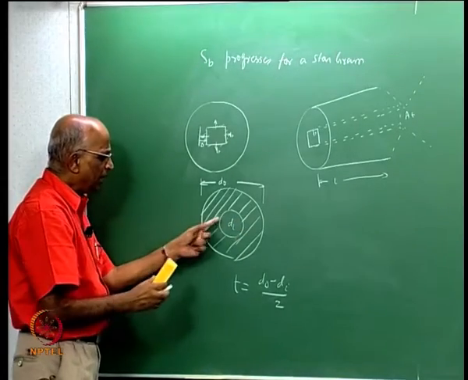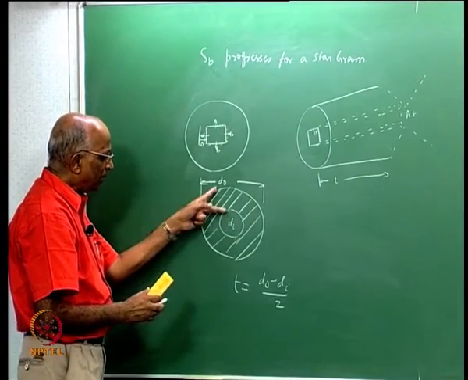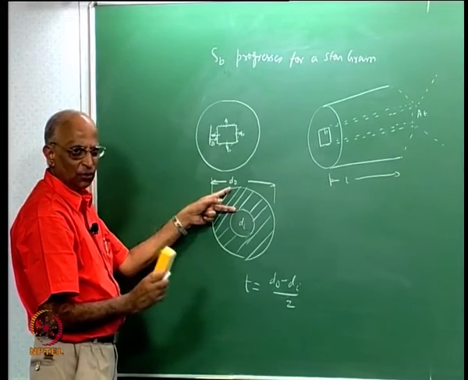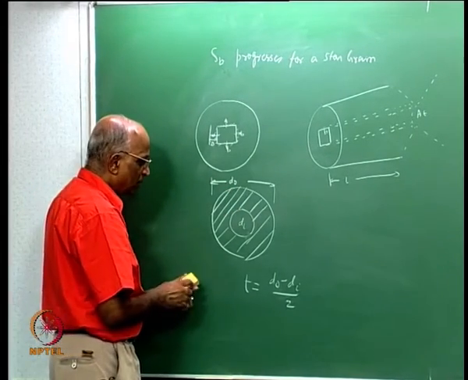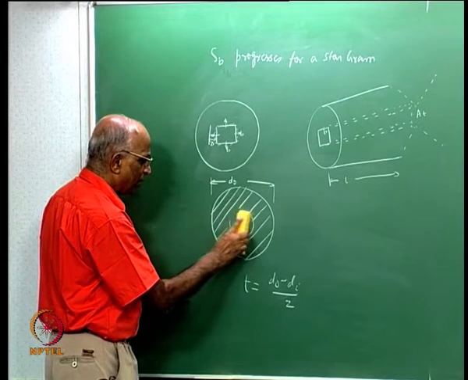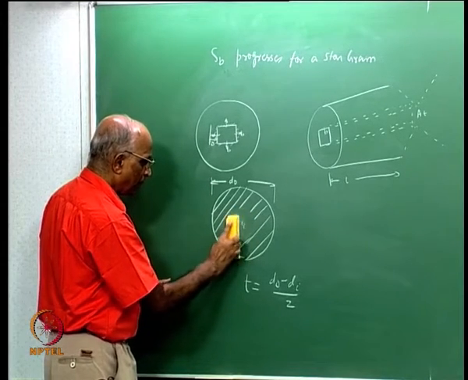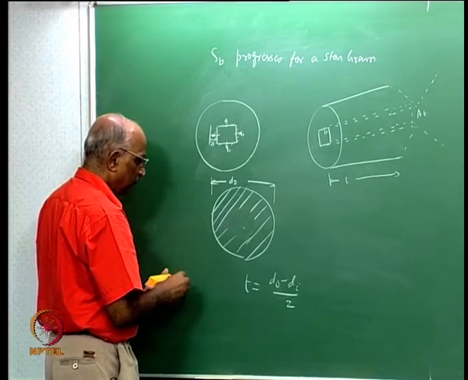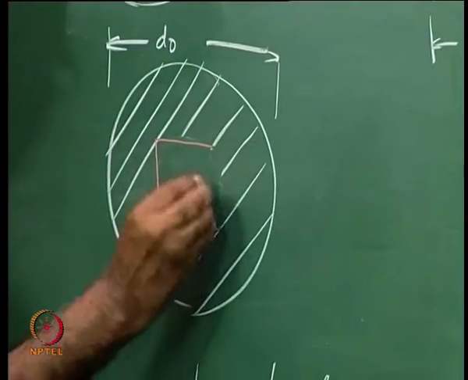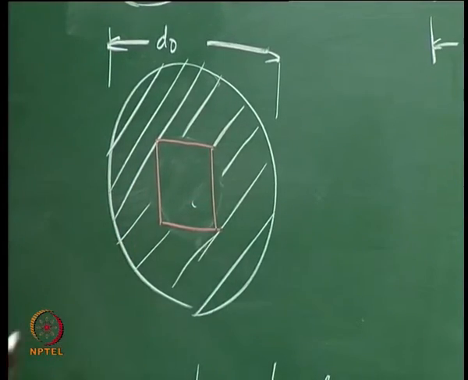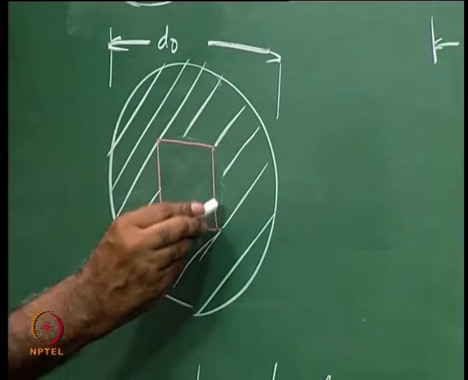That means the grain starts burning here. When the thickness is so much, it gets totally consumed. Now if instead of the circle, supposing I were to put a square over here at the center. Let us now say I put a square here. In other words, now the grain is of this shape.